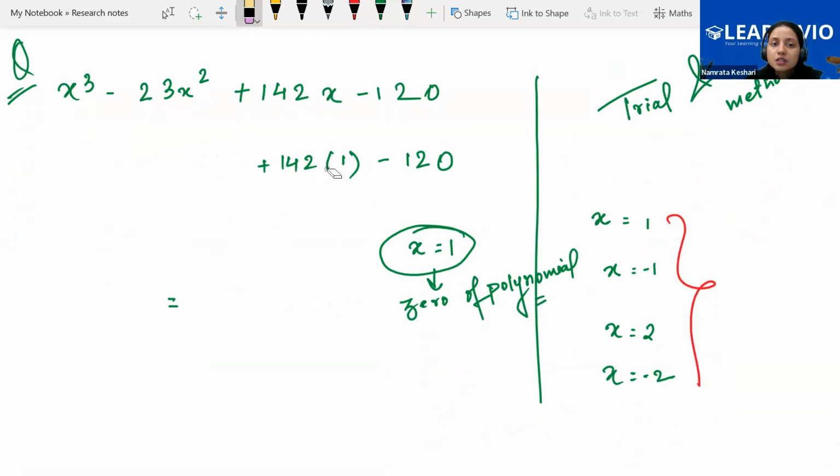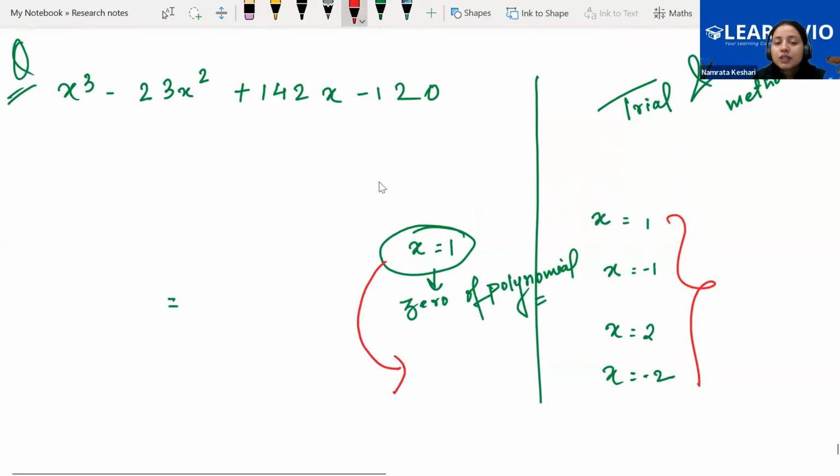And since it is a 0 of the polynomial, from here only, we will be able to generate a factor. Factor means this x equals to 1, we can write like this: x minus 1 is equal to 0. And this is one of the factors of this polynomial. x minus 1 is a factor of this polynomial.